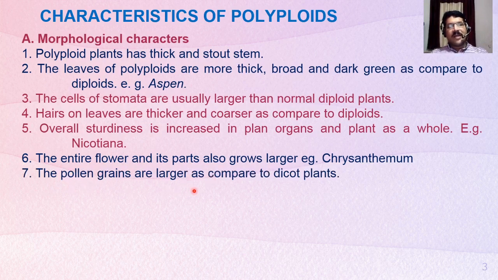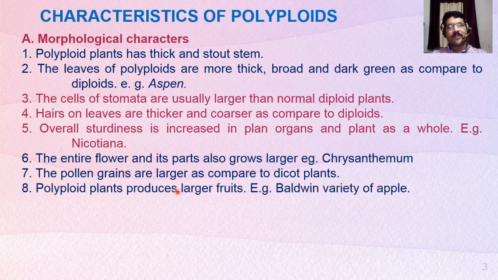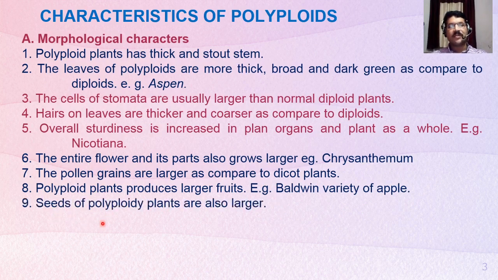Then the pollen grains of polyploid plants are larger as compared to diploid plants. Polyploid plants produce larger fruits, for example the Baldwin variety of apple. This variety is a polyploid variety, and it produces a very large size of fruit as compared to diploid plants. Then seeds of polyploid plants are also very large.